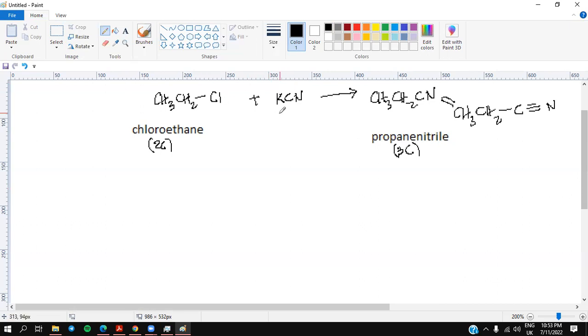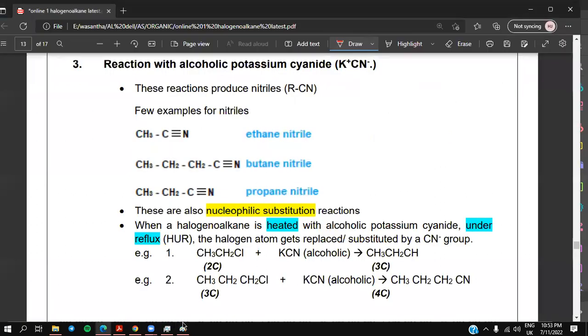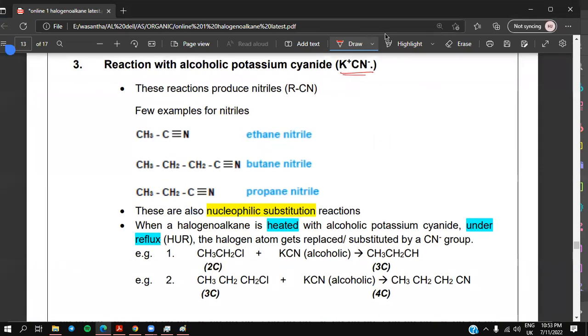We can do this reaction if you use potassium cyanide in alcoholic medium, heat under reflux. Chloroethane reacts with KCN in alcoholic medium when heated under reflux to produce a compound called nitrile. Because this nitrile has 3 carbon atoms, we call it propane nitrile. It's given in detail in the note. Reaction with alcoholic potassium cyanide, KCN. These reactions produce nitriles. I just showed it to you.